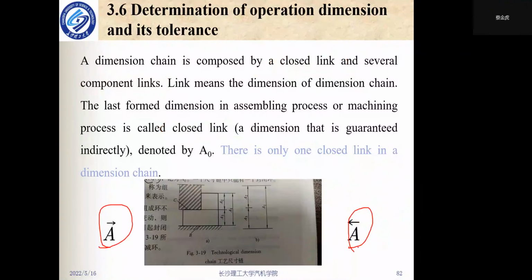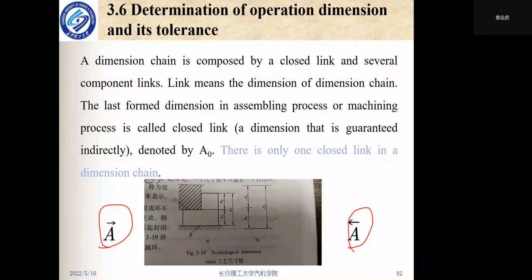The decreasing link is denoted by this symbol. So I will repeat it again. Suppose other closed link component links are constant. If the variation of a component link would lead to the variation of a closed link in the same direction, means increasing at the same time, decreasing at the same time, then the component link is named the increasing link. If not, the component link is named the decreasing link.